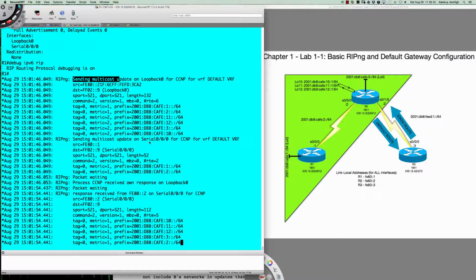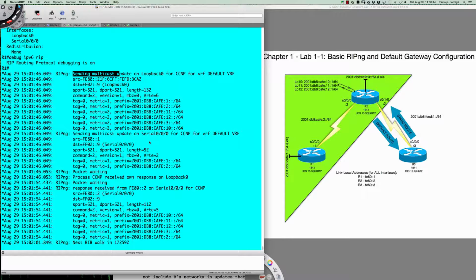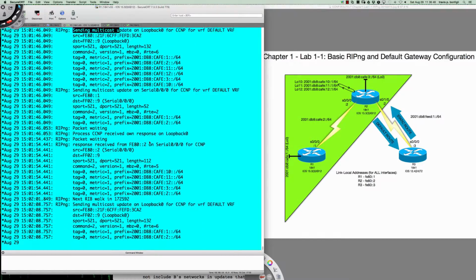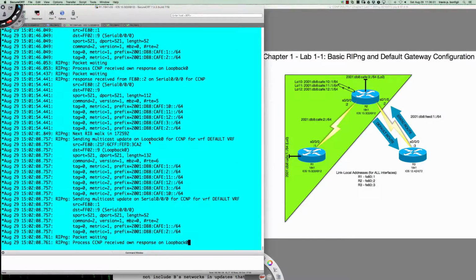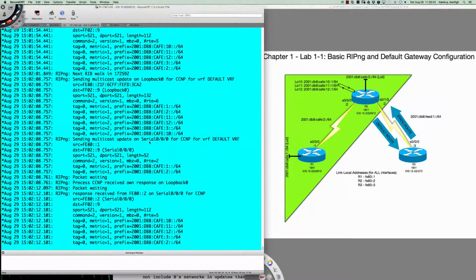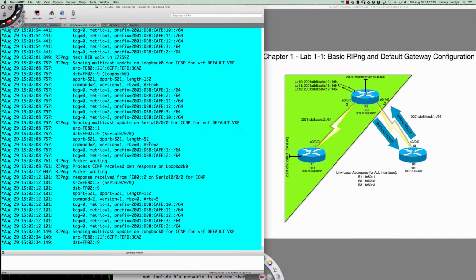Remember, with RIPng, there is no passive interface command. So I can't simply enable the process on the interface and then make the interface passive so it doesn't send the updates out. And again, this is one of the drawbacks of RIPng, especially if you were to start to talk about a larger scale deployment, where every interface on which RIPng is enabled, every single interface is literally every 30 seconds sending out the entire routing table.